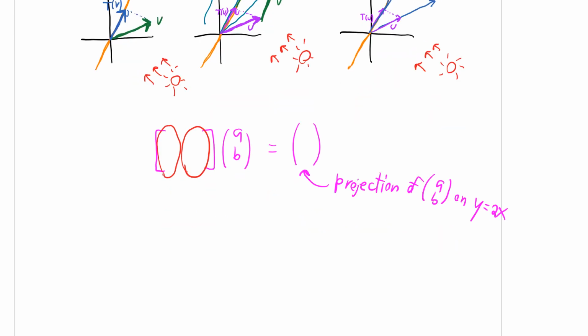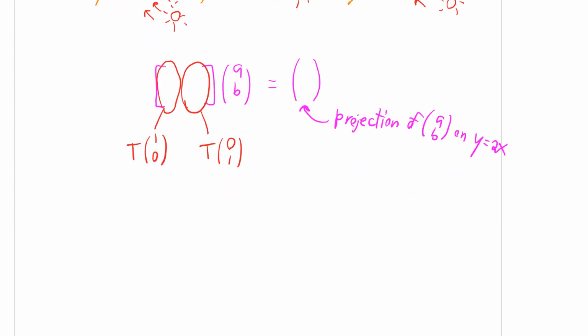The first column is actually just going to be T of (1, 0). Wherever (1, 0) goes to, I write that here as my first column. And then the second column is just going to be T of (0, 1). Whatever my (0, 1) goes to, just write that in the second column. So, I just need to find out what is the image of (1, 0) and (0, 1) and write that as my first column and second column here.